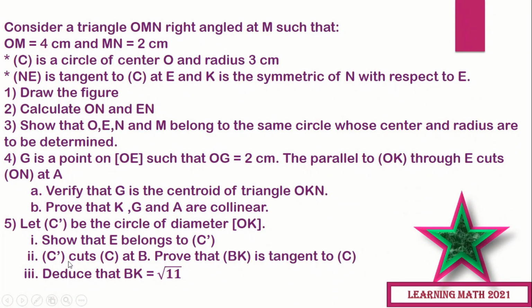Now C' cuts the circle C at a point B. If you note it, here is the circle C'. This circle cuts the circle C at the point B. It also cuts the circle C at the point E. We have just proved it on both circles. And it also cuts the circle C at another point, which, as you see here, is the point B. Now let's see the question.